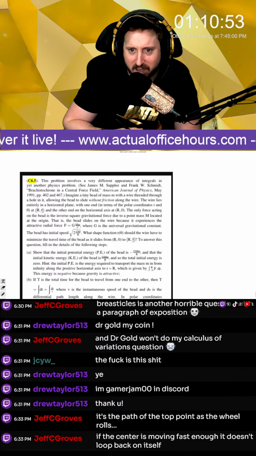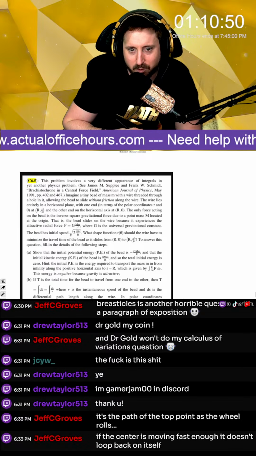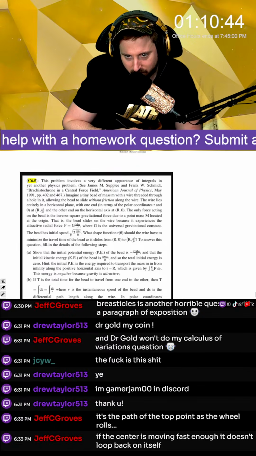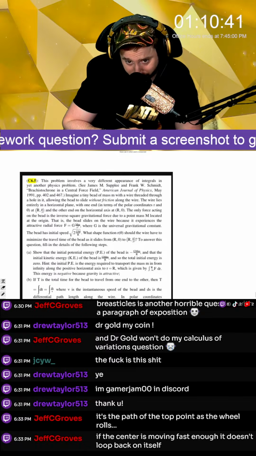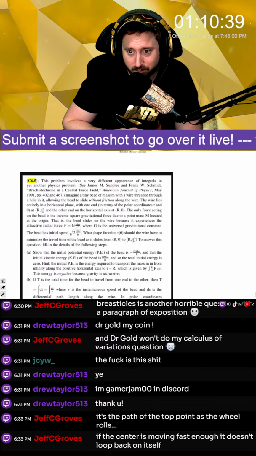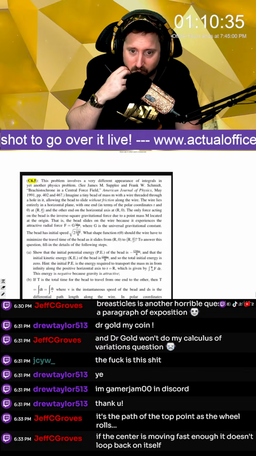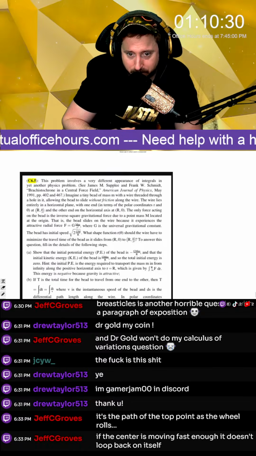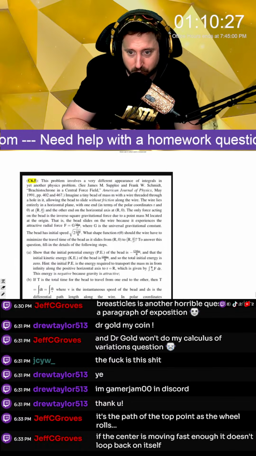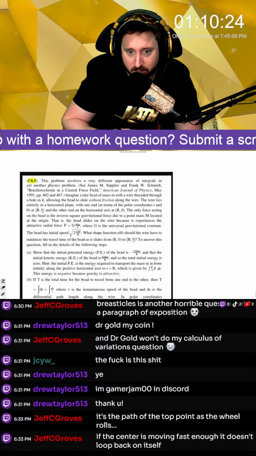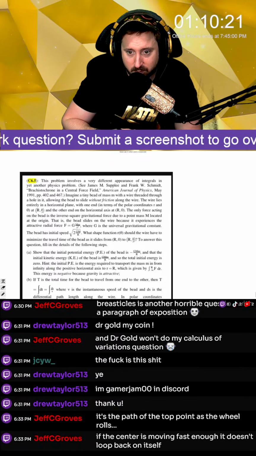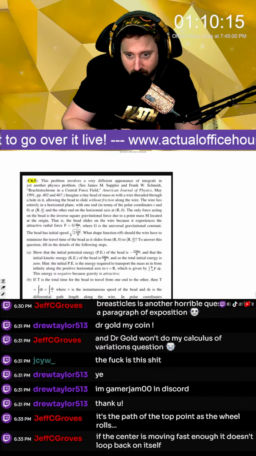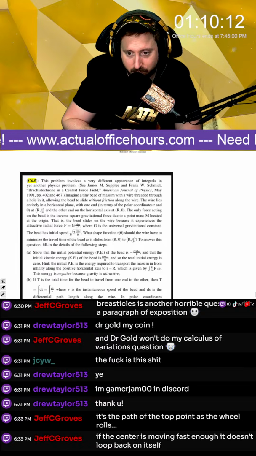Imagine a tiny bead of mass m with a wire threaded through a hole, allowing the bead to slide without friction along the wire. The wire lies along the horizontal. The only force is the inverse square gravitational force due to a point mass M located at the origin. So there's no actual gravity, it's just gravitational force between the two masses. What shape function r of theta should the wire have to minimize the travel time of the bead as it slides from r0 to r at pi over 3?